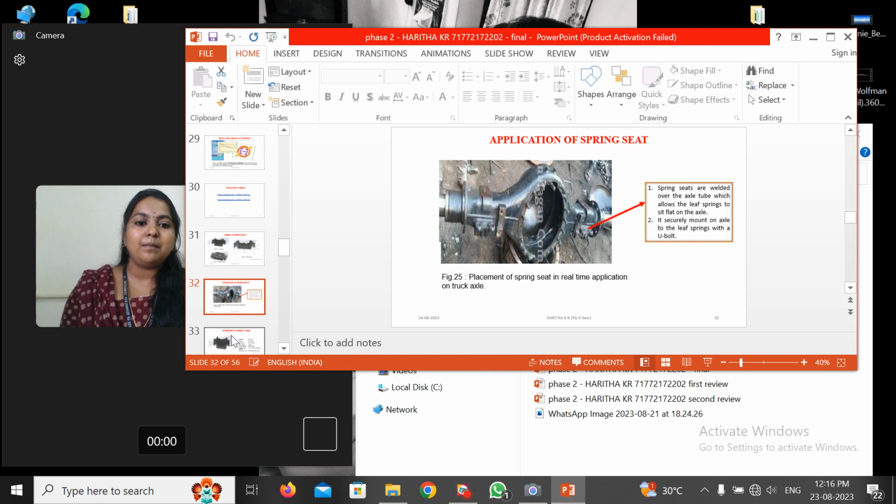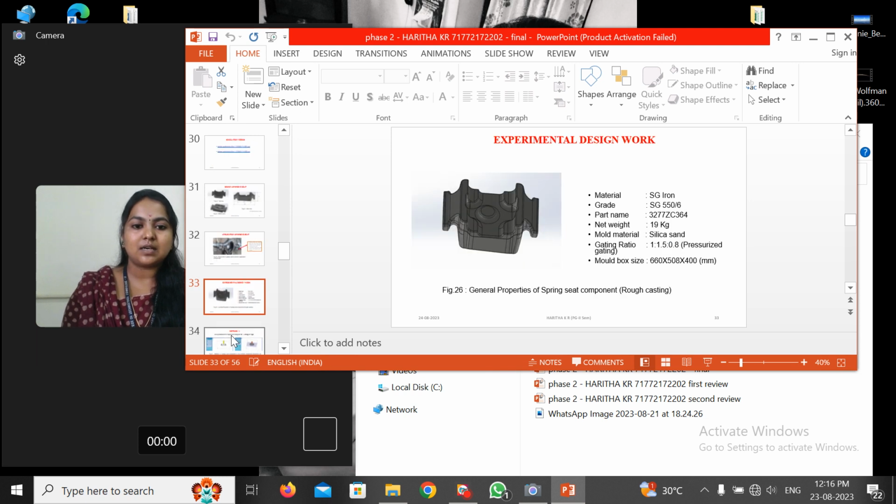The spring seat will be welded throughout the axle tube, where the leaf spring sits flat on the axle. It is securely mounted on the axle to the leaf spring with the U-bolt. This is a real-time application. It's also being used in heavy vehicle trucks.